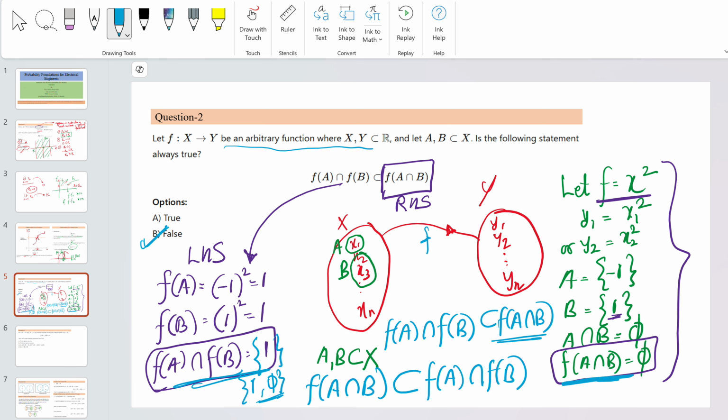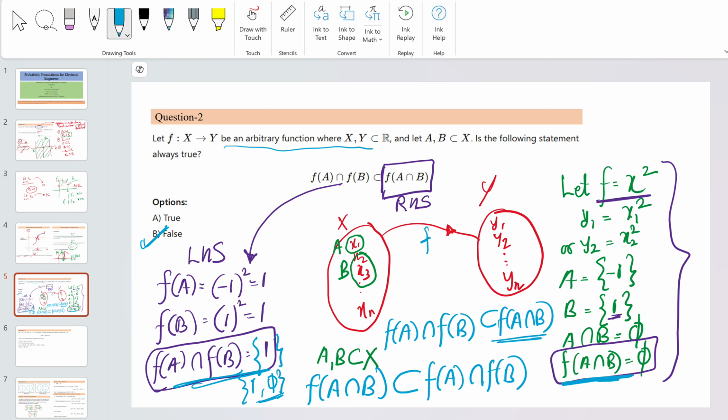It means there is one element inside f(A) intersection f(B). So f(A) intersection f(B) is not a subset of f(A intersection B); the converse holds. Phi can be a subset of the set containing 1. So the whole crux is that this statement is false.